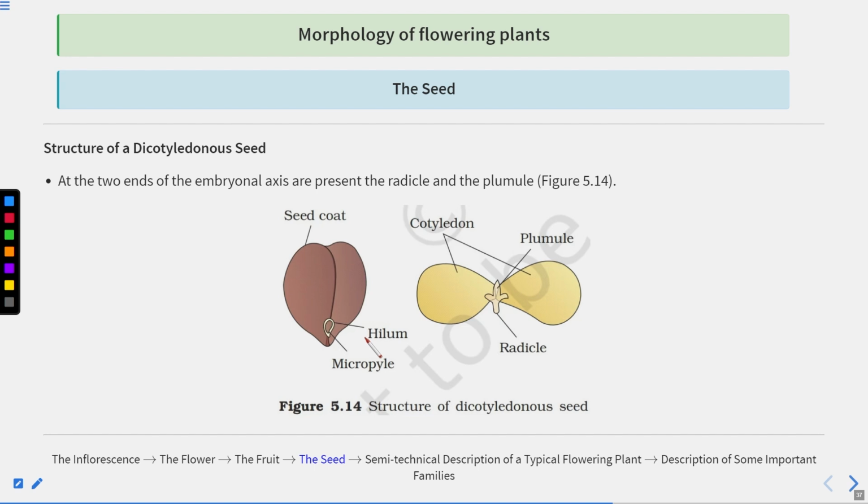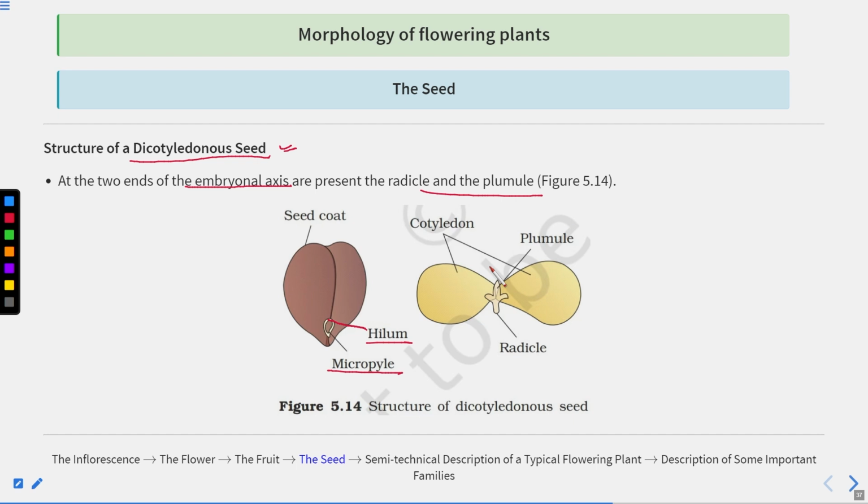Okay, so here you can see the structure of the dicotyledonous seed. At the two ends of the embryonal axis are present the radicle and the plumule. So here you can see the seed coat, brown color. This is the hilum, and above the hilum there is a mark that is called as micropyle.